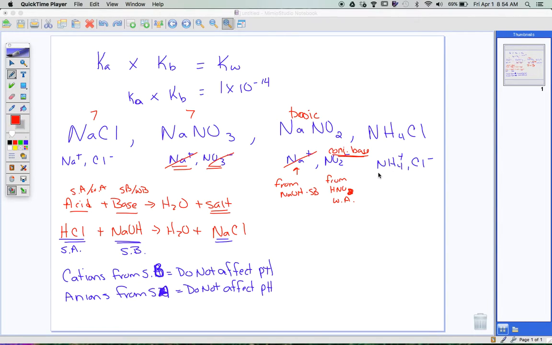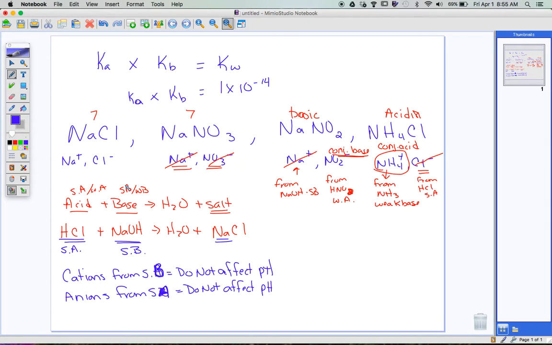NH4Cl, the NH4 really came from NH3, which is a weak base. So this conjugate acid is fairly strong, or strong enough to affect the pH. All right, and then the chlorine happens to be from HCl, which is a strong acid, so it won't affect the pH. So this particular salt in solution would produce an acidic solution.